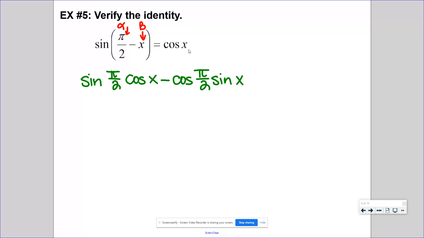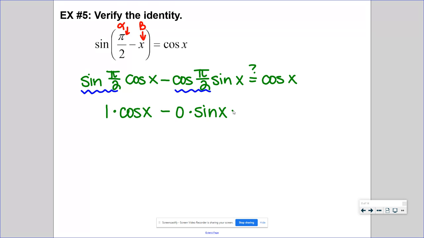And we're trying to make it look like just cosine. So is it possible for this to equal cosine? Well, let's simplify wherever possible. We can simplify these two things here. Sine of pi by 2 is equal to 1. Cos of pi by 2 is 0. And I do think this is going to work. If you look at the simplification, 0 times sine makes all that go away, and that just leaves you with cosine is equal to cosine.